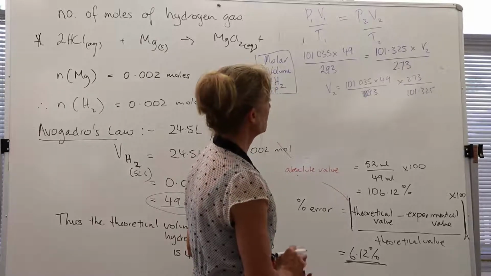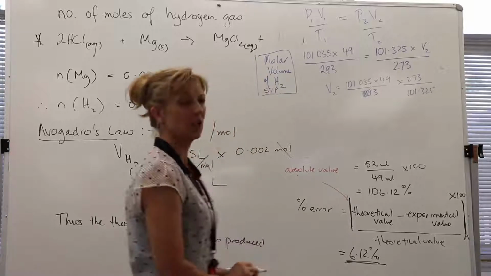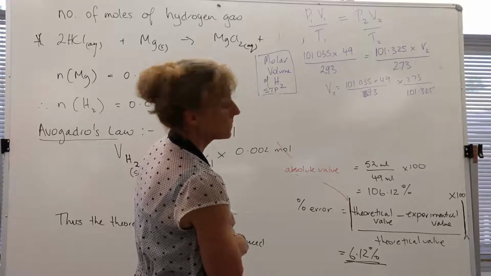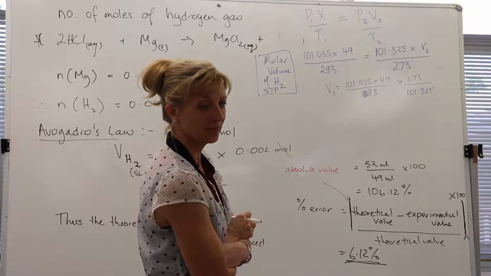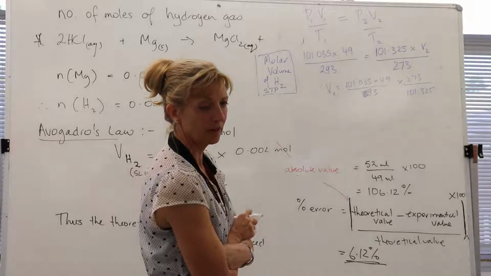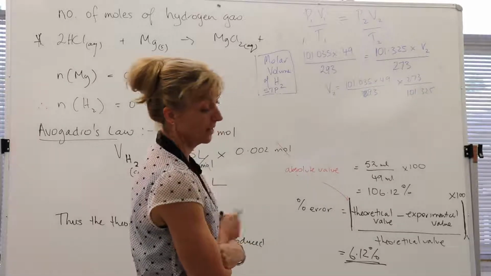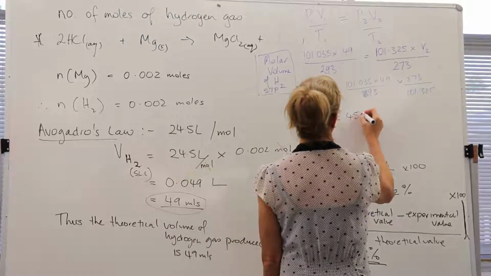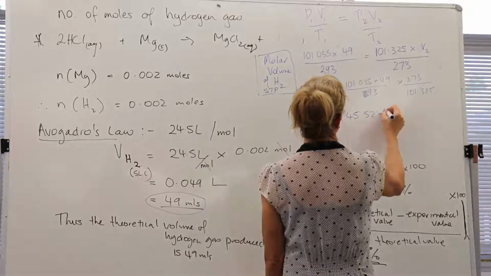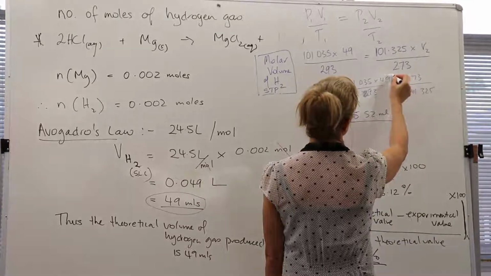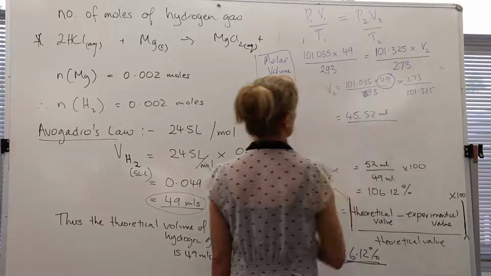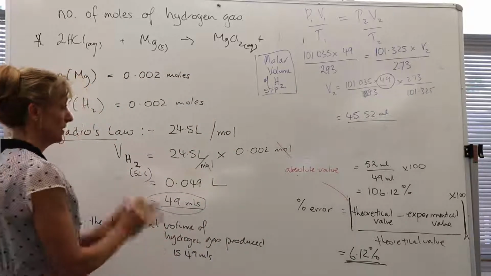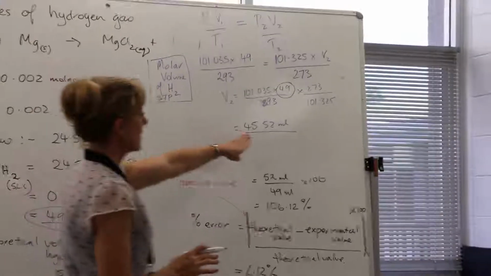So we're going colder, so essentially it should be a much lower volume. Anyone got an answer for me? 45.52 milliliters, yeah. Because this is in mils. So that's less, isn't it, than 49? That's how you check. It's got to be less now.